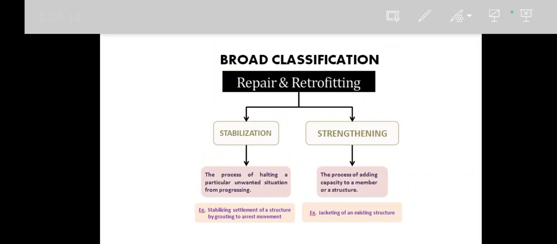Stabilization deals with the process of halting a particular unwanted situation, mainly the stabilization of soil for foundation related structures and to arrest the movement. And strengthening means we are adding strength, or we are increasing the capacity of those structural members to take more loading.